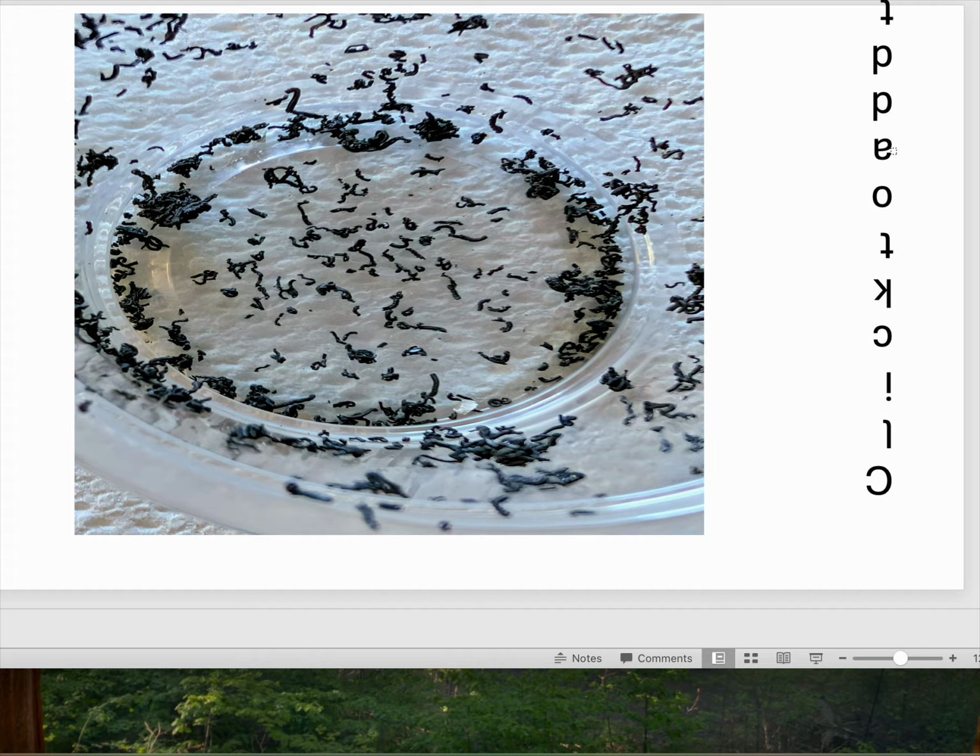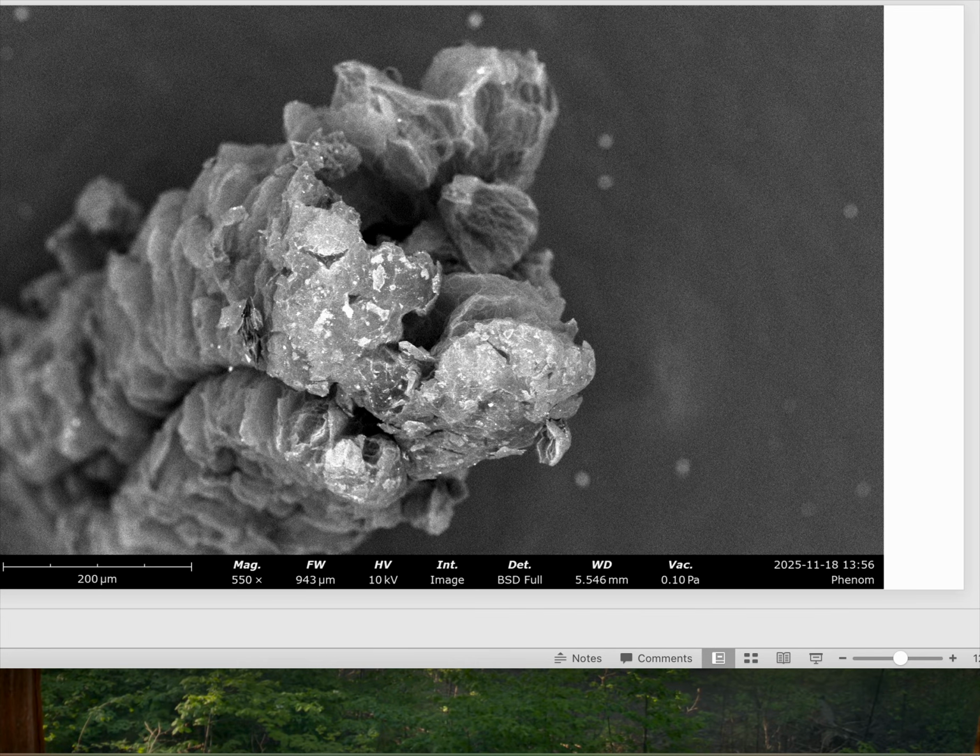Now let's look at some scanning electron microscopic images. We have a new SEM on our campus, and here you see a magnification of 550 times. There's additional information at the bottom of the image for those that routinely carry out scanning electron microscopic imagery. So that's 550 times. This is the expanded, the exfoliated graphite.